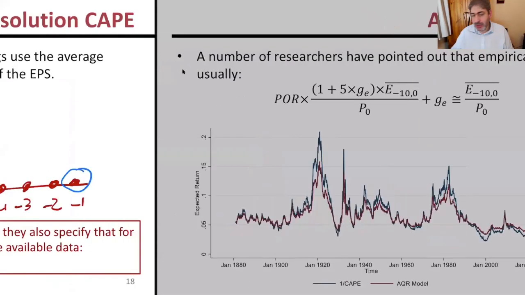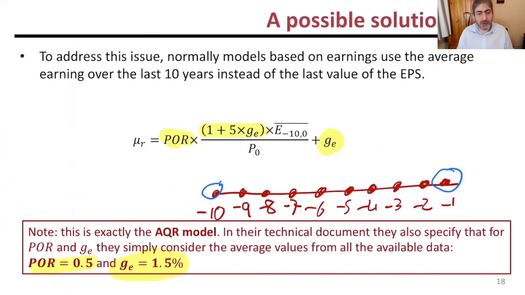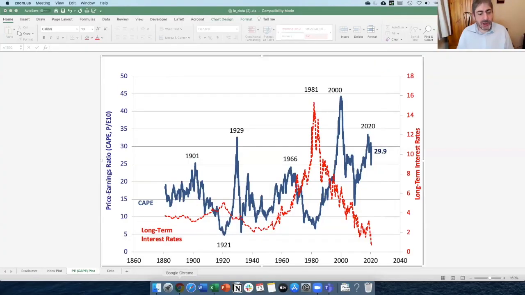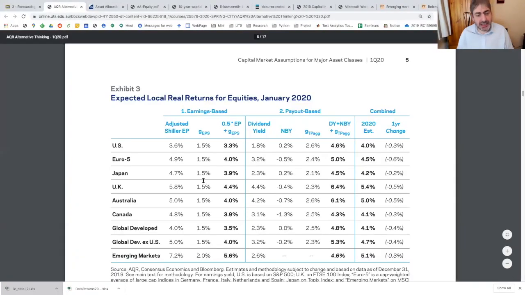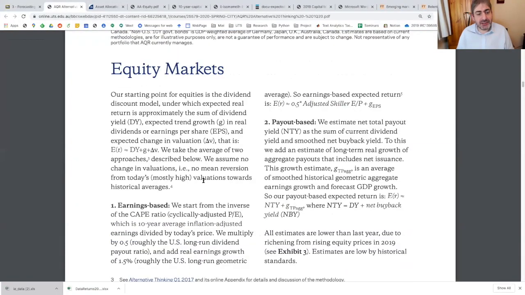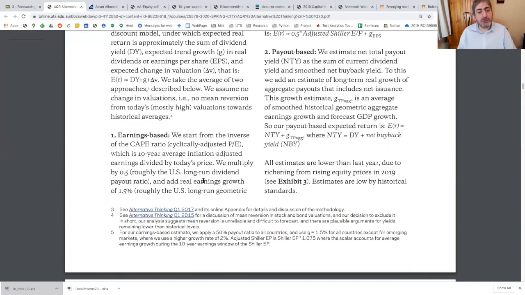Let's move now to Excel, and we're going to have a quick look at how to calculate this stuff. Just to be clear, I will not ask you to work with the AQR document anymore, but it's good to read what they do. Here they say, we start from the inverse of CAPE, so E over P. We multiply by 0.5, so that's the average payout ratio. And then add the real earnings growth of 1.5.